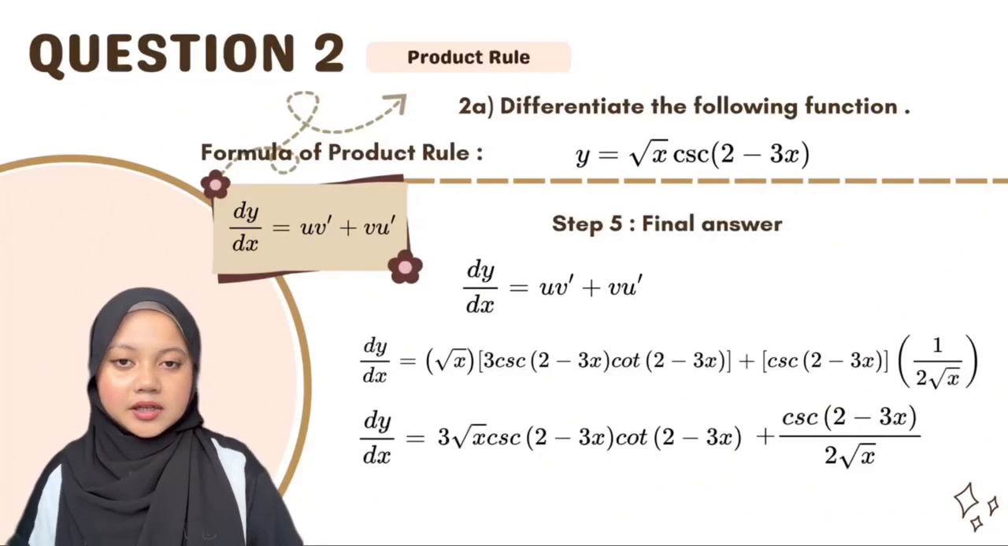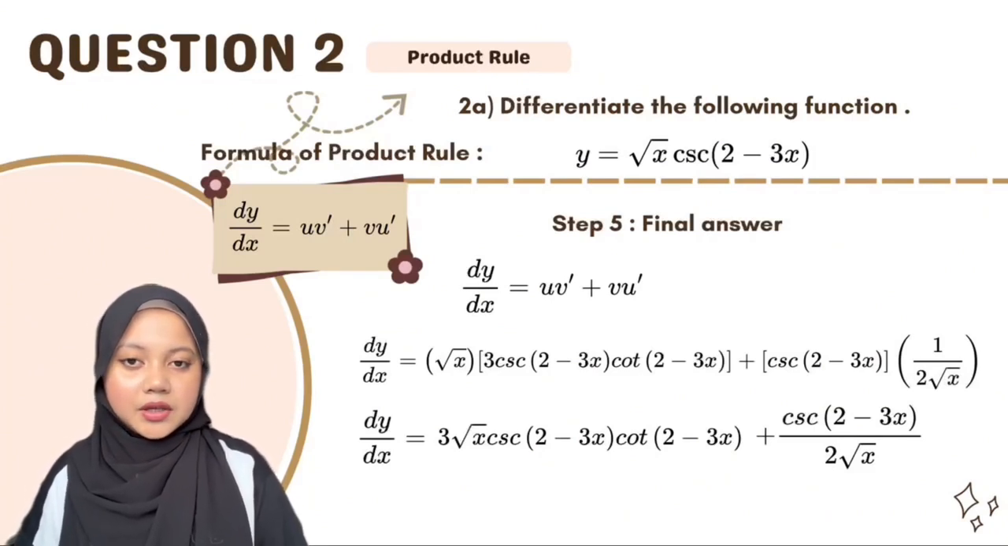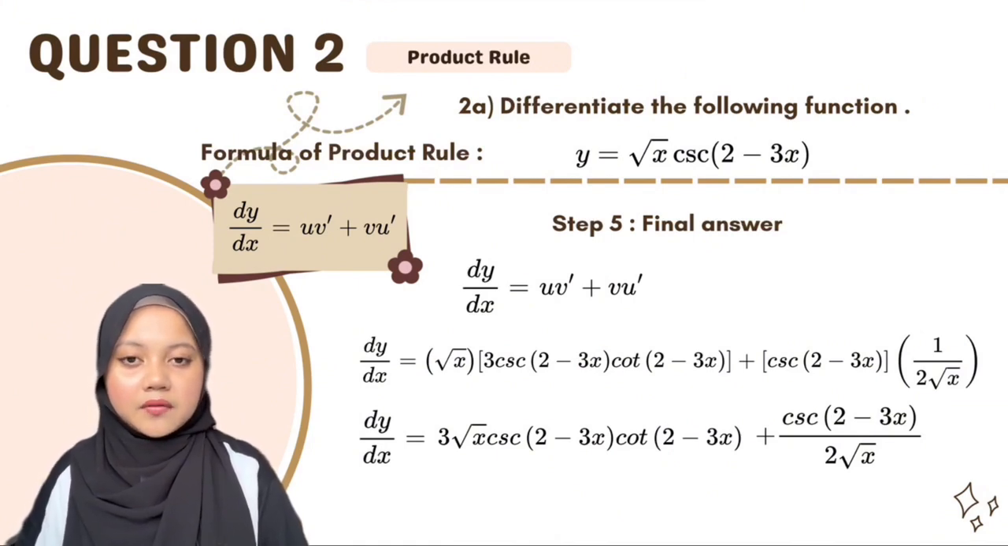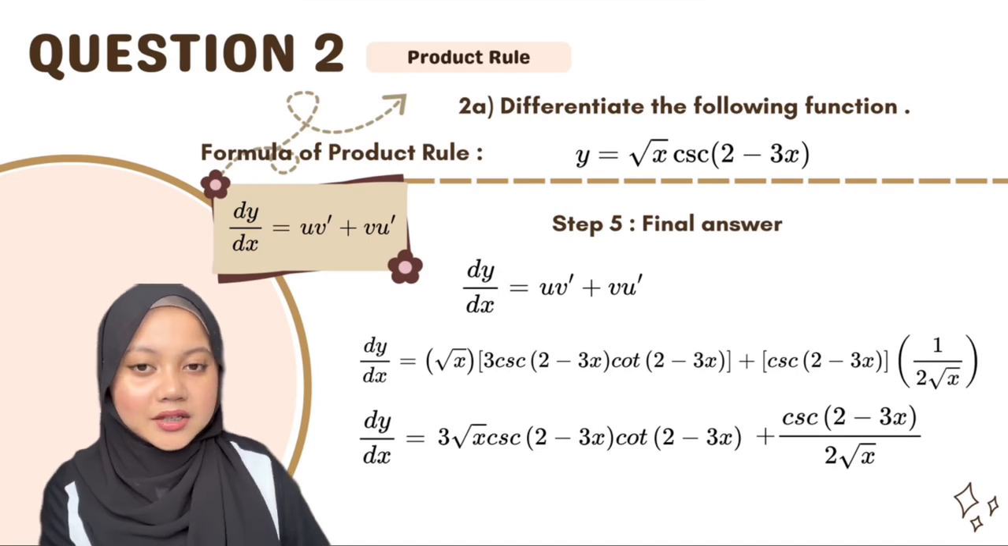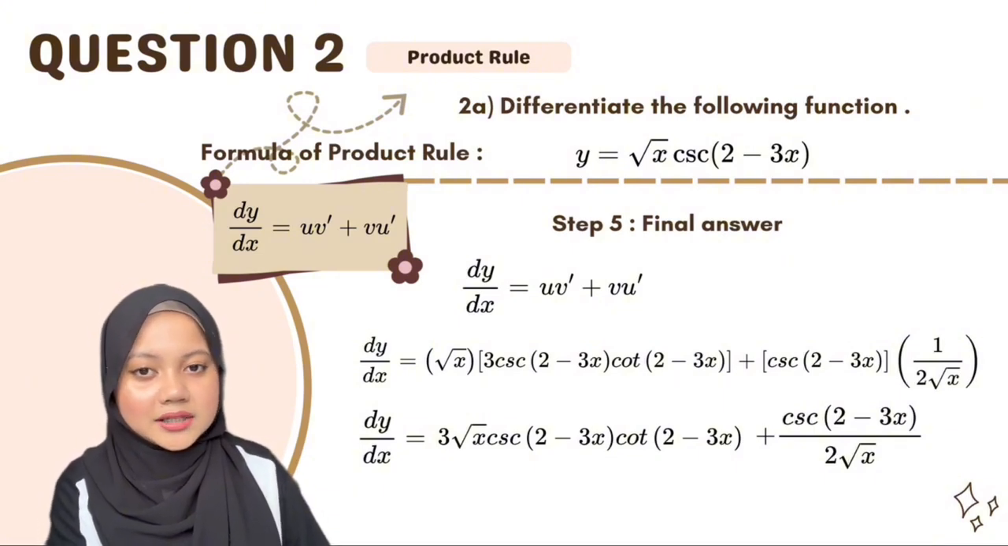Step 5, final answer. dy over dx equals u v prime plus v u prime. dy over dx equals square root x multiplied by 3 cosecant (2 minus 3x) cot (2 minus 3x) plus cosecant (2 minus 3x) multiplied by 1 over 2 square root x. The final answer is dy over dx equals 3 square root x cosecant (2 minus 3x) cot (2 minus 3x) plus cosecant (2 minus 3x) over 2 square root x.